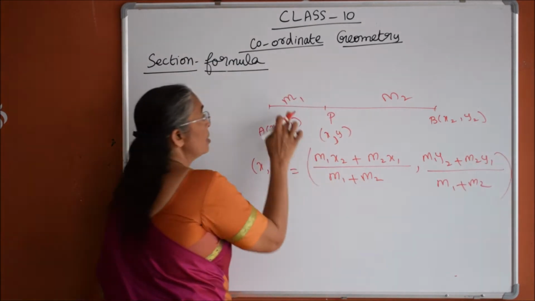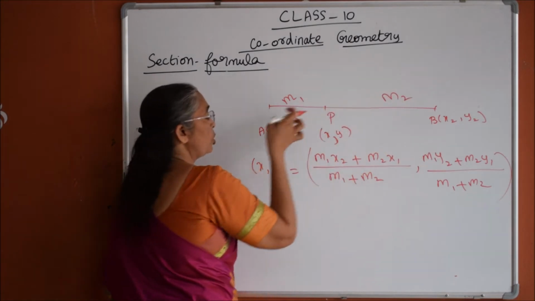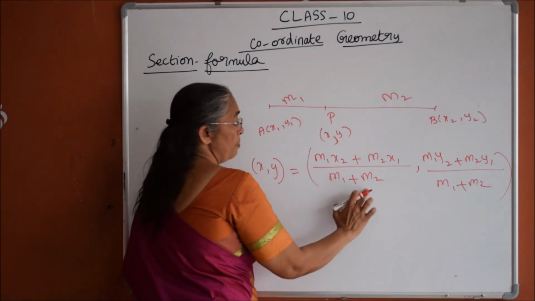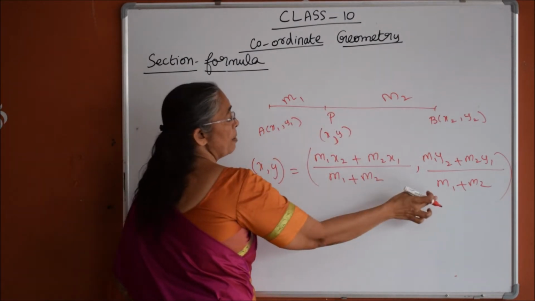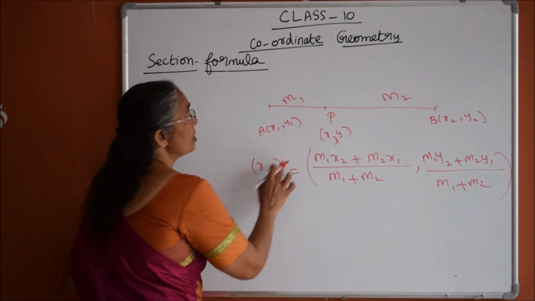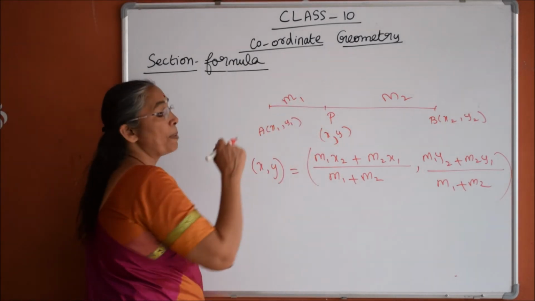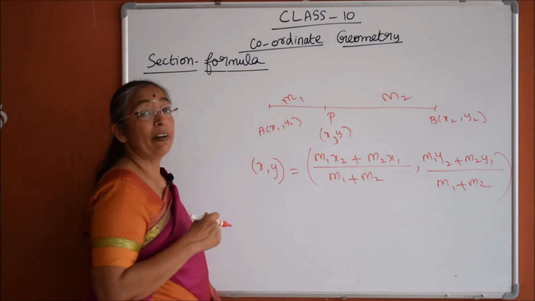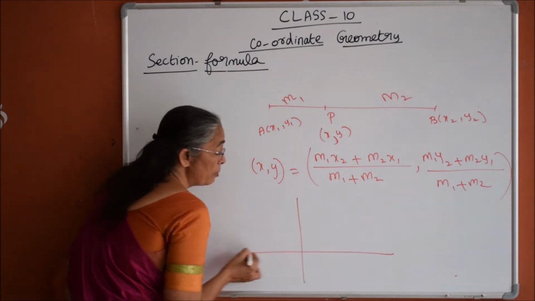How to remember? This ratio will go with that point: (m1 x2 plus m2 x1) by (m1 plus m2), (m1 y2 plus m2 y1) by (m1 plus m2). So, what is this? These are the coordinates x and y, that is, the coordinates of the point P. Okay. How do we derive this? We derive this by using similar triangles.